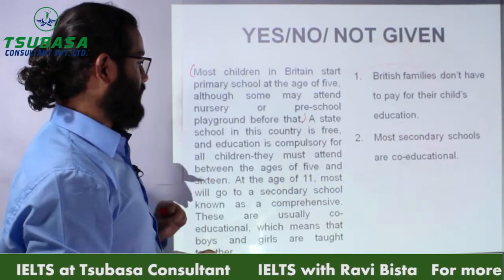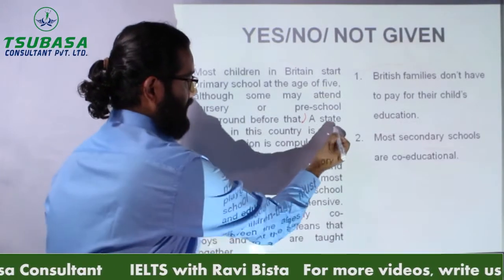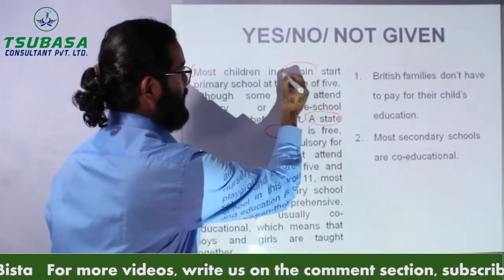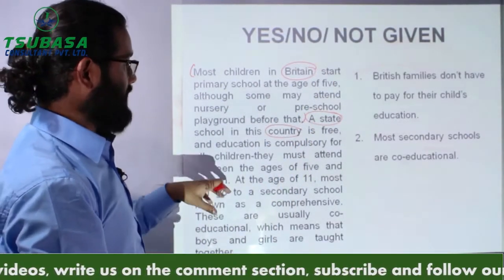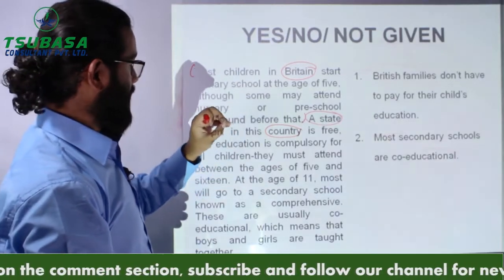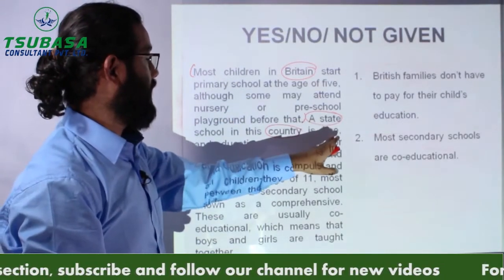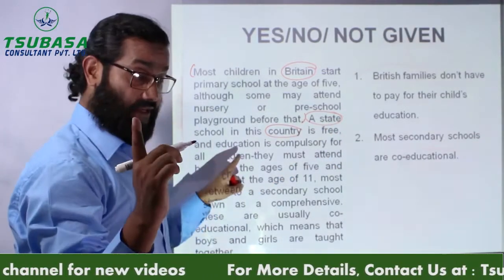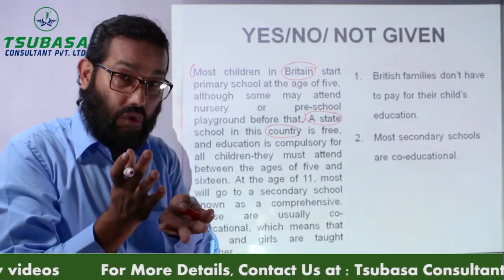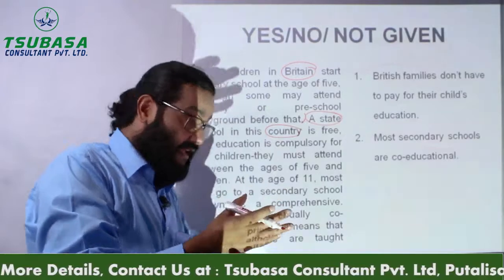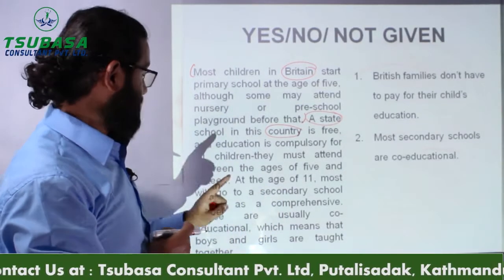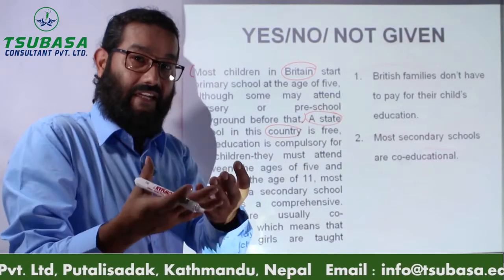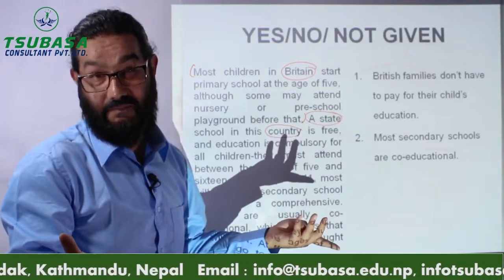A state school in this country is free. You see, it says a state school in this country, Britain, is free. It means in Britain the schools provide free education. And education is compulsory for all children. Now see, there is a clue here. It says state school is free and all children must attend between the age of 5 and 16. It means it is free and all have to attend, so parents don't have to pay.